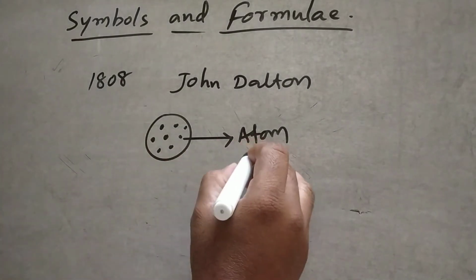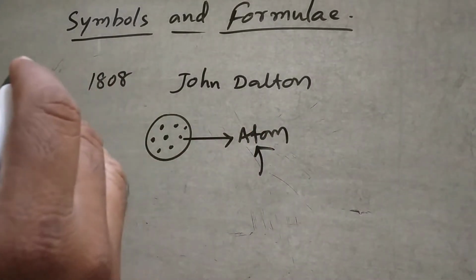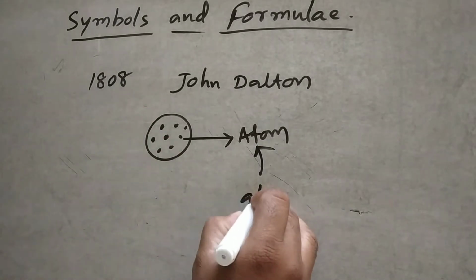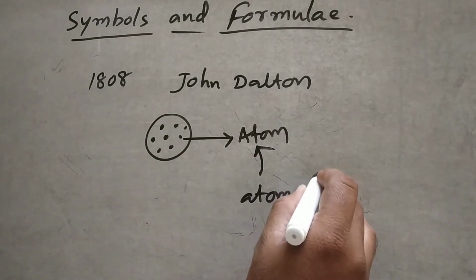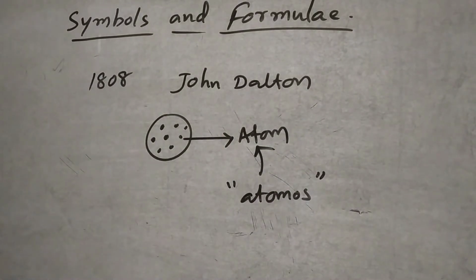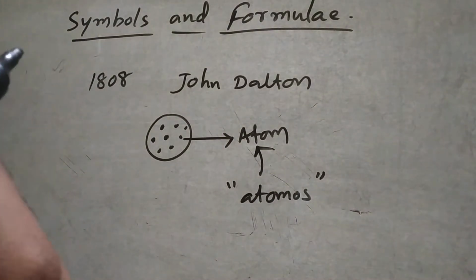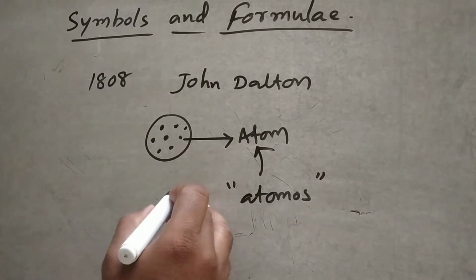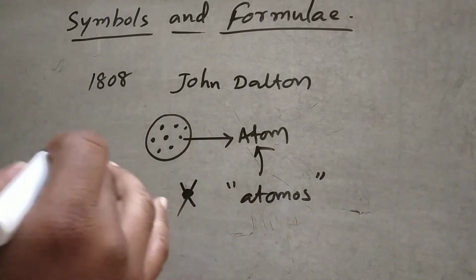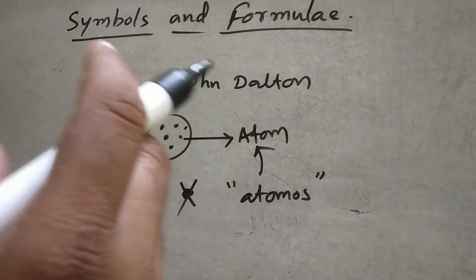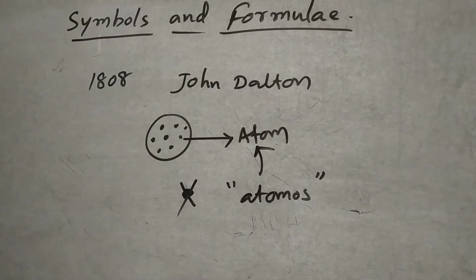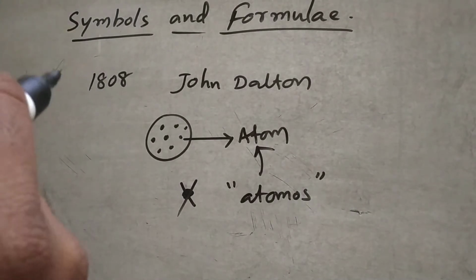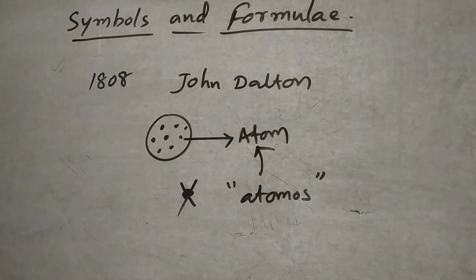The term atom was derived from the Greek word atomos, meaning indivisible. Atoms may or may not exist independently and cannot be divided further. So it is the smallest particle according to John Dalton. Like that he introduced it at the time.